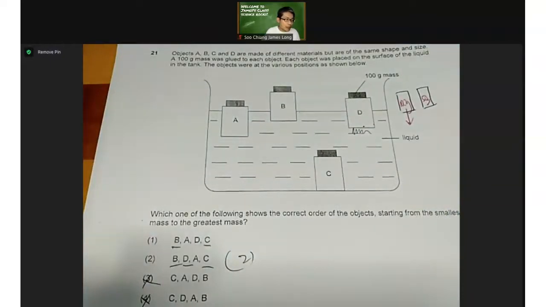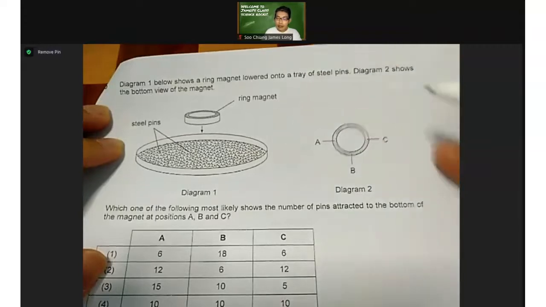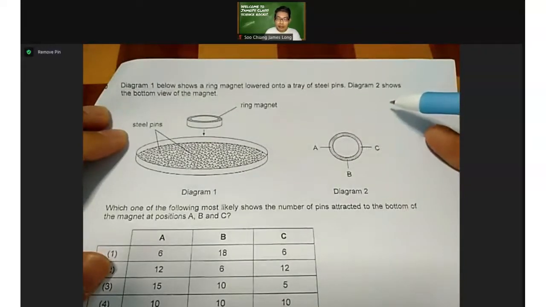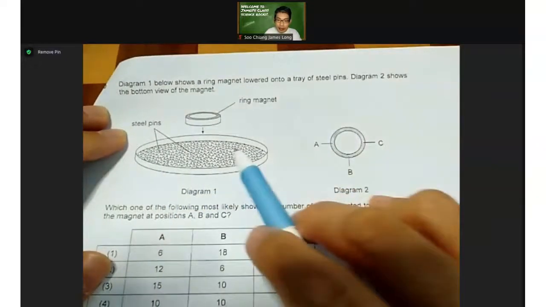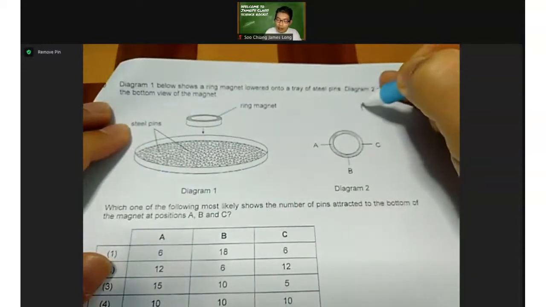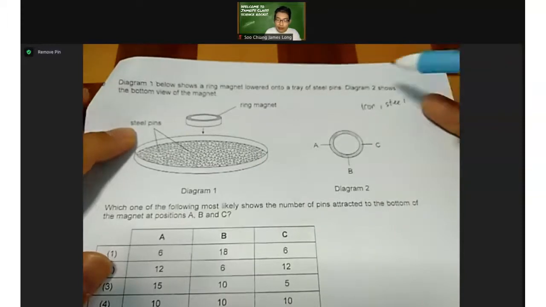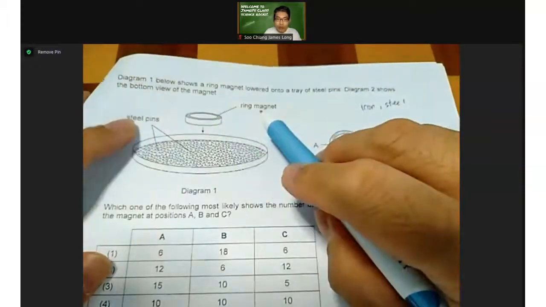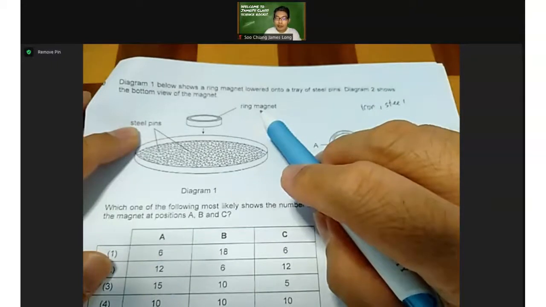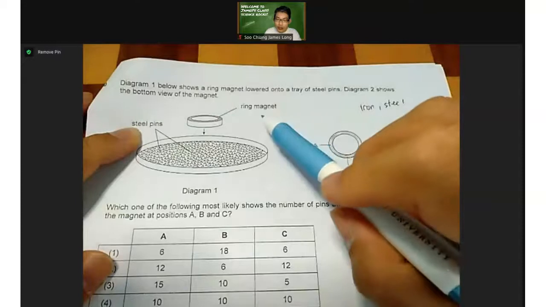We go to the next one now, question 40. Diagram 1 below shows a ring magnet lowered onto a tray of steel pins. Diagram 2 shows the bottom view of the magnet. So steel pins, and you learn in primary 4, there are 2 kinds of materials that are magnetic, iron and steel. So when you link to an object called magnet, you know for sure the idea of steel pin here is to provide you with some magnetic material that can be attracted to the ring magnet.